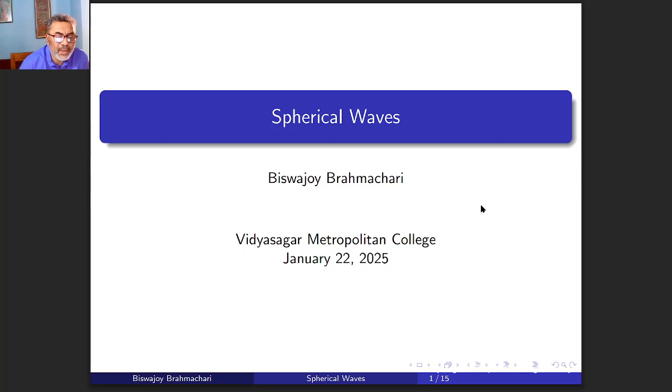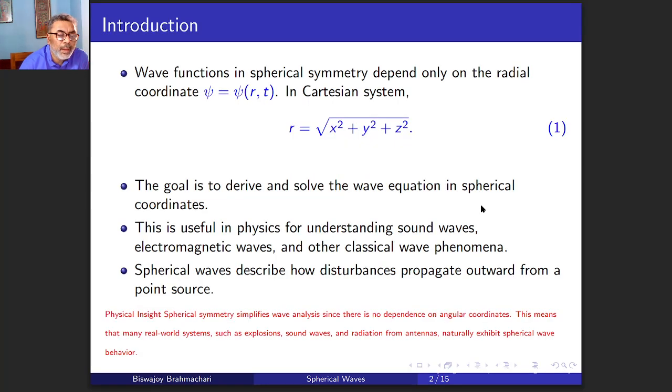Let us discuss spherical waves. Wave functions in spherical symmetry depend only on the radial coordinate. So psi is a function of r and t, where r is the square root of x square plus y square plus z square.